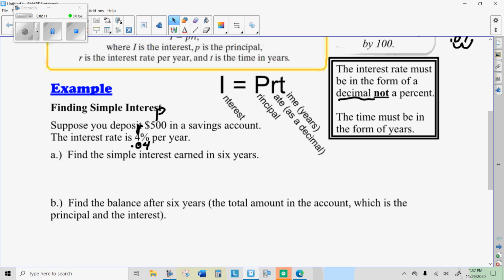And then your time is the number of years. So let's put a T there by the number of years. Then we're just going to use the formula to find your simple interest. So this is how much you will make on the savings account in 6 years.